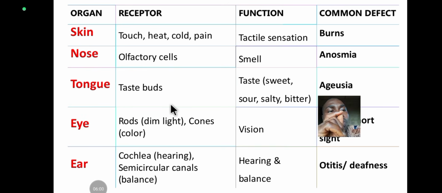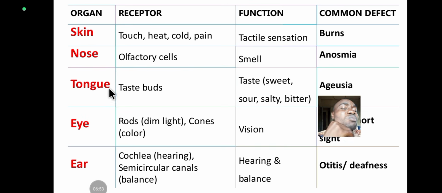But before we move over to the tongue, we have something here called the defects of the nose. The most common defect of the nose is anosmia. We also have people born congenitally without nostrils, no hole. They don't get a hole for their nose, so they breathe through the mouth. That's also a common defect of the nose.